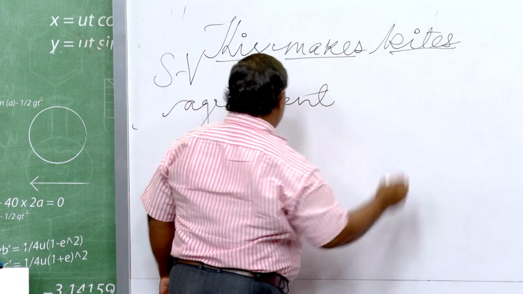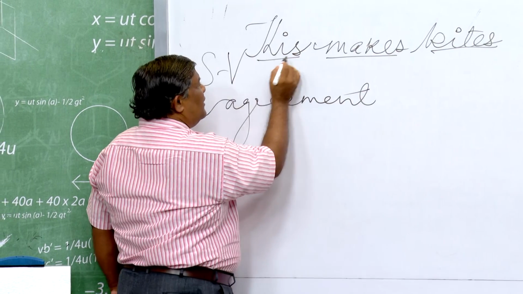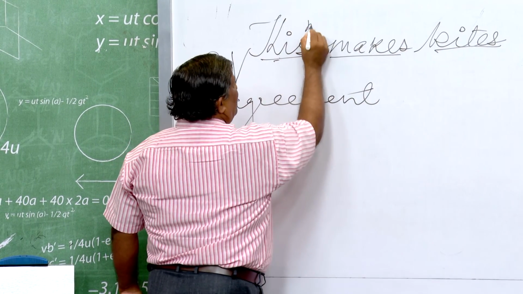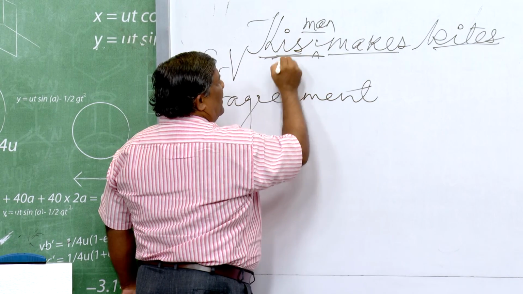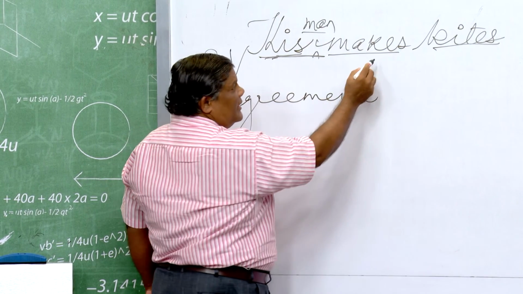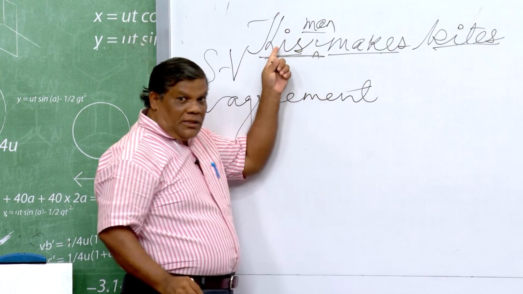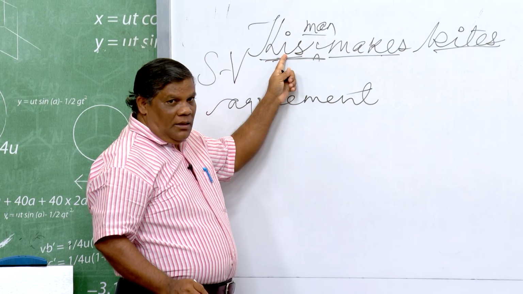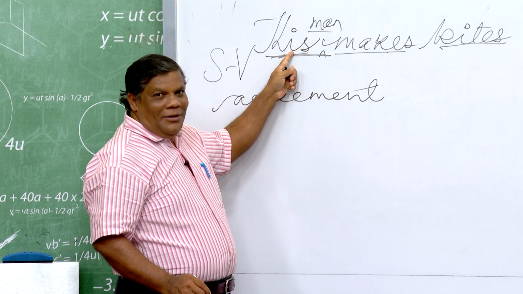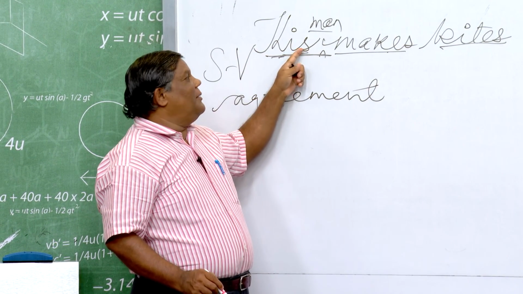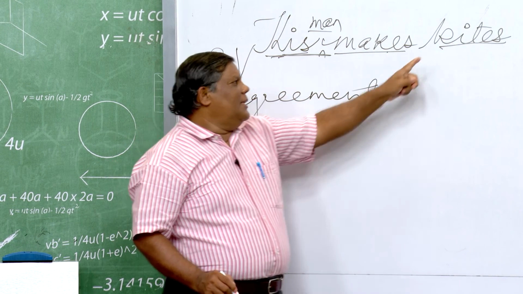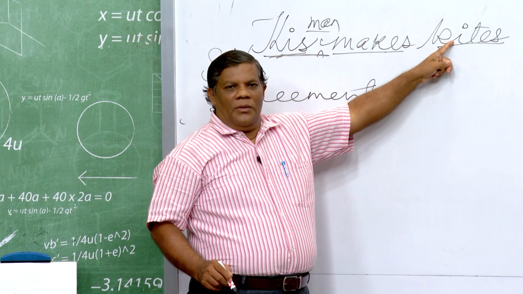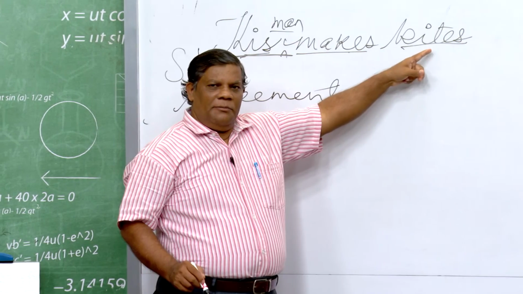Subject, verb, object. Here the subject is singular, this man. This is singular, therefore the verb is makes. Third person singular number, therefore the verb is makes, s is added to it. But here kites is plural, it is the object of the sentence.